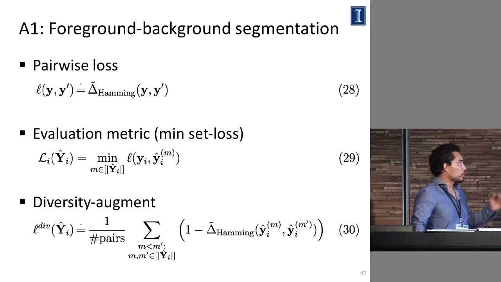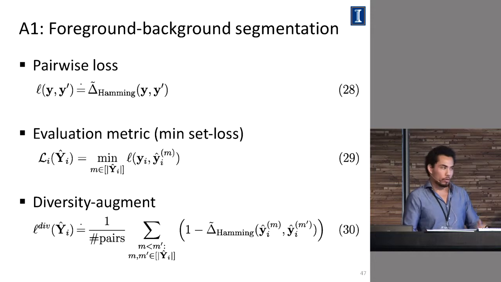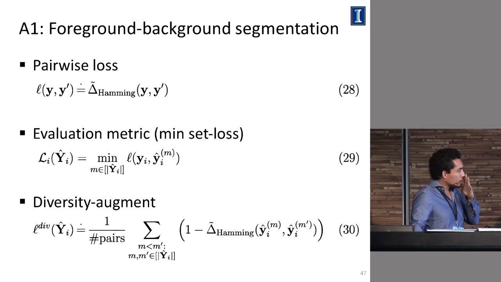The task loss we used is the Hamming distance, normalized Hamming. The evaluation metric I will be reporting is this min set loss, so the loss for the best element in my output tuple. And the diversity augment I'm using for penalizing lack of diversity during training is this mean over the Hamming distances of all pairs in the output tuple.